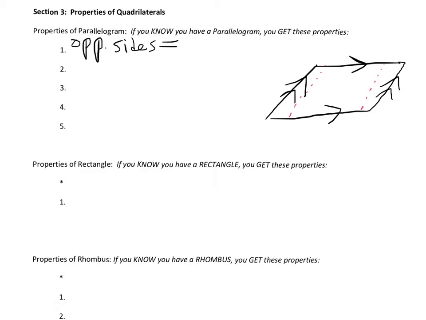Another property is that opposite angles are also equal. Similar logic there. We can also break it up into congruent triangles and prove things with the parallel lines and the angles. Another property is that the diagonals bisect each other.